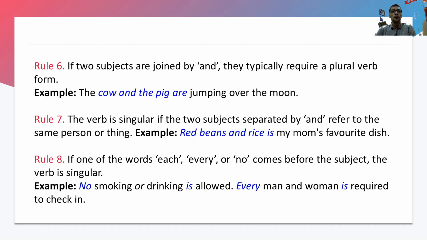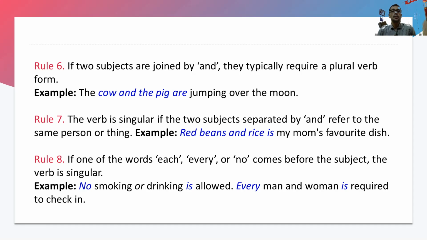Number 7, the verb is singular if the two subjects separated by and refer to the same person or thing. For example, red beans and rice is my mom's favorite dish. Very important, this rule. Look at this rule once again. The verb is singular if the two subjects separated by and refer to the same person or thing. That is, if it is referred to the same person or thing, then you can use a singular verb. So red beans and rice, same area of items. That is why is has been used. Is my mom's favorite dish, not are.